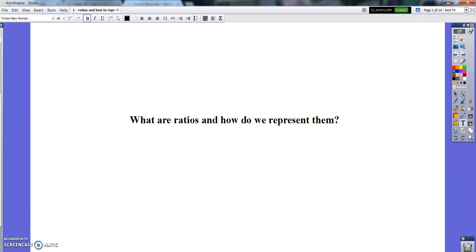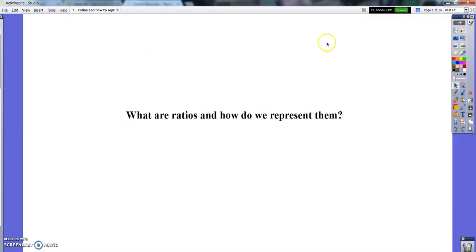So we're going to start a unit on ratios. If you want to designate this a whole new section, we're out of the calculation unit onto a new topic called ratios. R-A-T-I, bad handwriting, O-S. So our first topic today is what are ratios and how do we represent them.